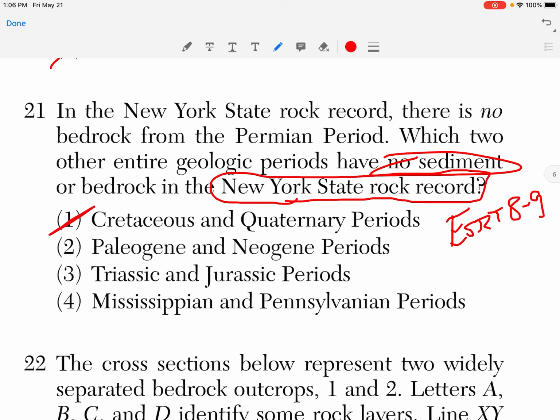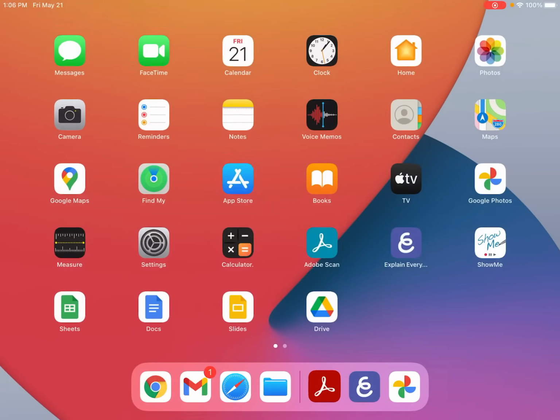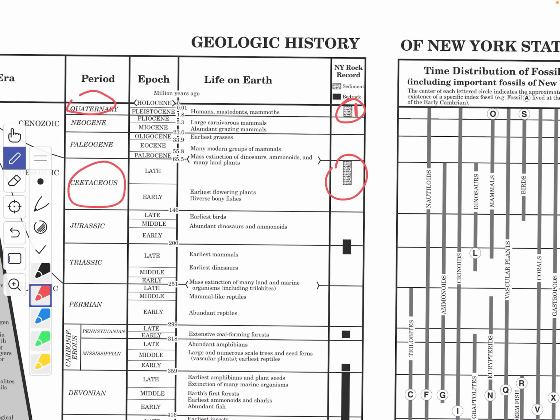All right, Paleogene, Neogene periods. We've got to find those on page 8 and 9. Let's take a look. Paleogene, Neogene. Here they are. Actually, you know what? Let me go back and erase all this stuff. Here's the Paleogene, Neogene.